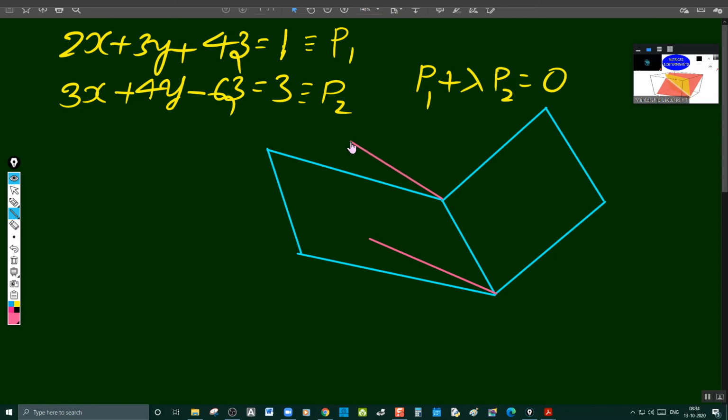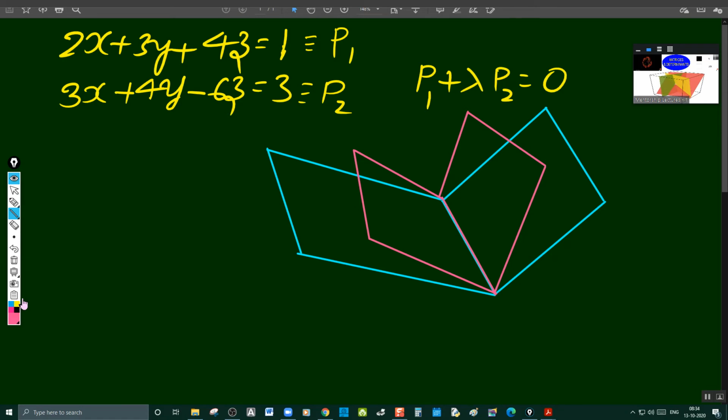So, what the professor will do, he will create this type of planes. He creates this type of planes if he wants many solutions. That's what I mean to say. How? By giving value to lambda.